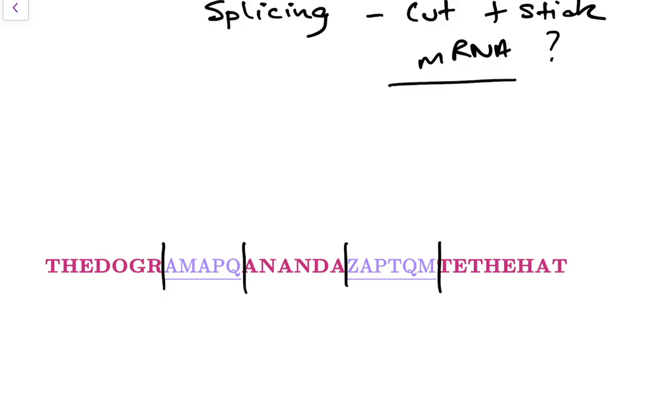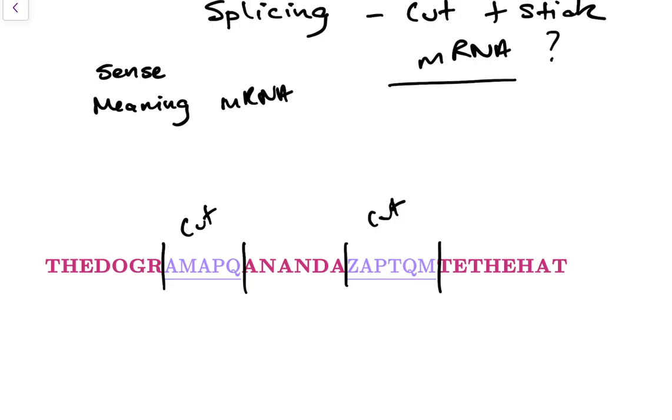First one, AMAPQ, well that doesn't mean anything, and ZAPTQM. So I want you to try and cut these out and stick the message back together and see if you can work out some sense in it, because there is meaning in the mRNA, but in between it are bits that we have to cut out because they don't have a meaning. They don't lead to amino acids being made. So try and work out what the code says.